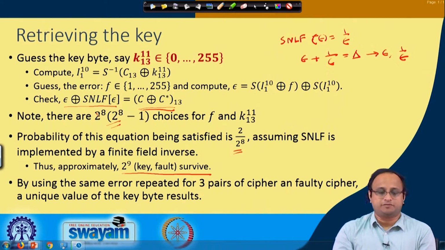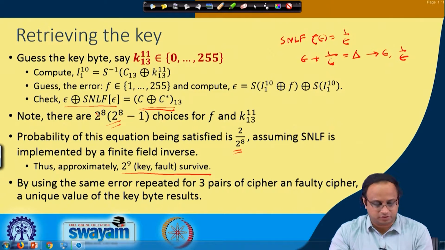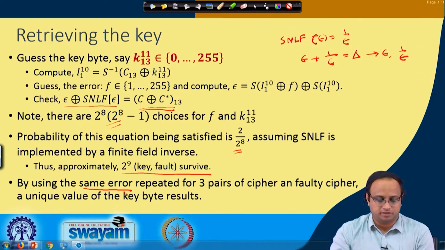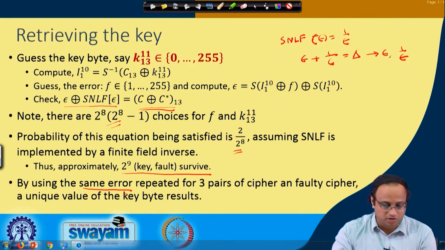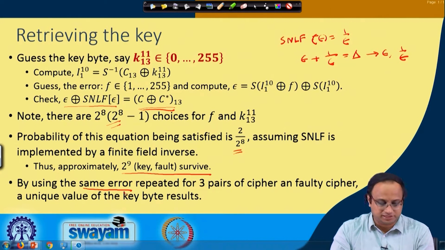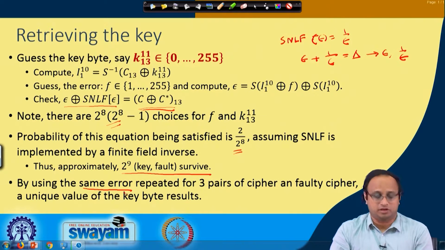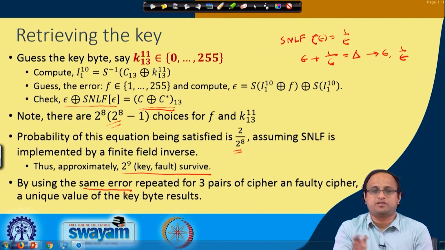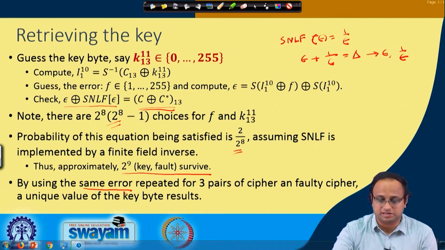Now what I will do is repeat this test by using the same error. Note that if I vary the error, then this attack will not work. So I keep the same error, so the error is constant, and I repeat it for 3 pairs of ciphertext and faulty ciphertext to obtain a unique value of the key byte. This attack can be extended to the other byte positions, and therefore we can essentially perform a fault attack in this particular model.